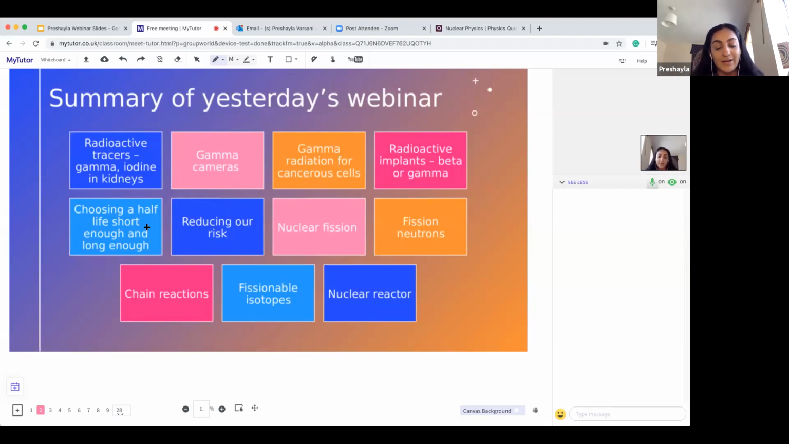Then we went on to nuclear fission, looking at fission reactors, fission neutrons, chain reactions, fissionable isotopes, and finally the nuclear reactor. And that was all about fission, which is taking a nucleus and splitting it into 2 smaller nuclei, and then releasing some neutrons in the process, and those neutrons going on to create more and more fission events, and eventually getting a chain reaction, which all happens in a nuclear reactor, which we looked at the features of.